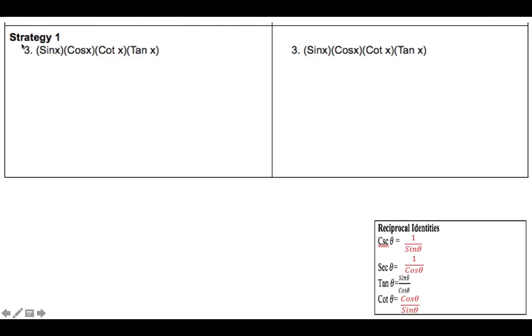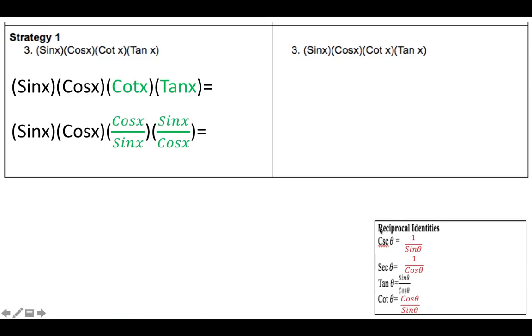All right, again, this is using strategy 1. Looking back at your notes, this strategy is called rewriting into sines and cosines. So here we have a long strand that's multiplied all together. Sine x, cosine x, great. Cotangent x is not written in sines or cosines. I'm going to look back at my notes. Cotangent is going to be rewritten as cosine over sine. Tangent is also not in sines or cosines, so I have to rewrite that as sine over cosine. Those highlighted things are going to be rewritten using my key found in my notes.